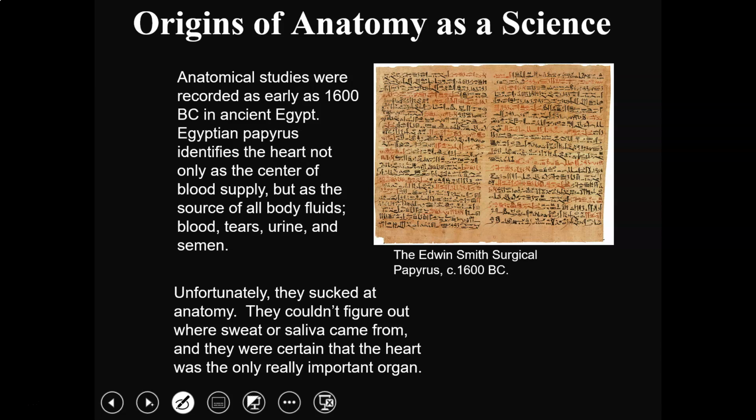They didn't know where sweat or saliva came from, and they were pretty sure the heart was the only really important organ. This is made obvious by the mummies, where they put the heart in the jar and they threw the brain in the trash can. Heart, you're gonna need that in the afterlife. Brain, we don't know what the hell that's for. Throw in the trash.